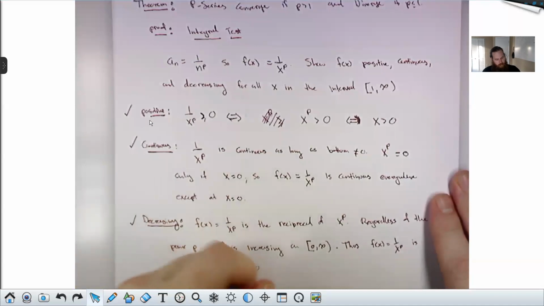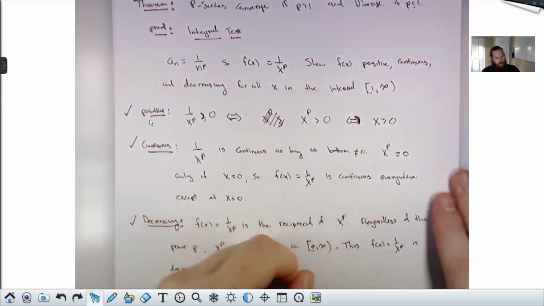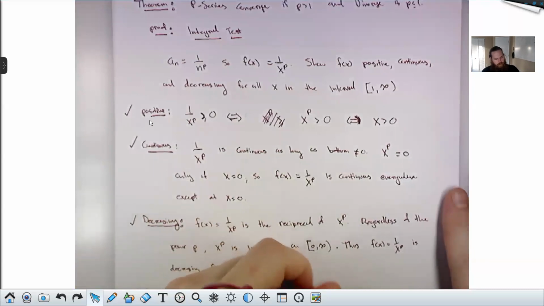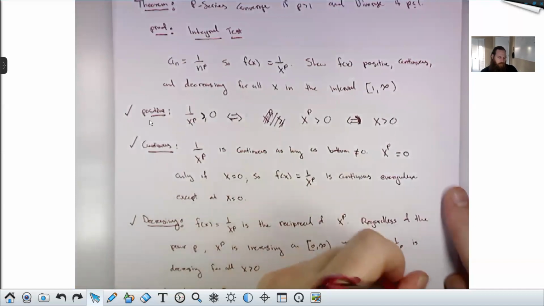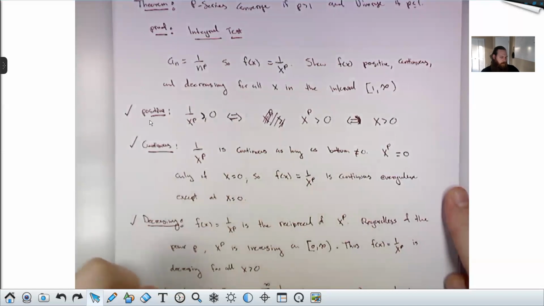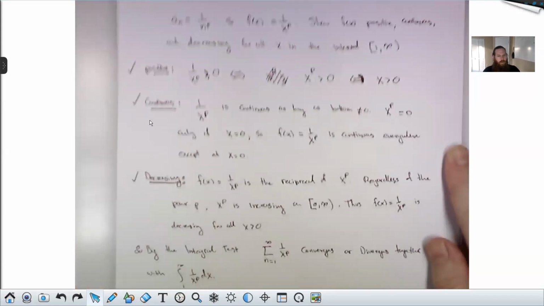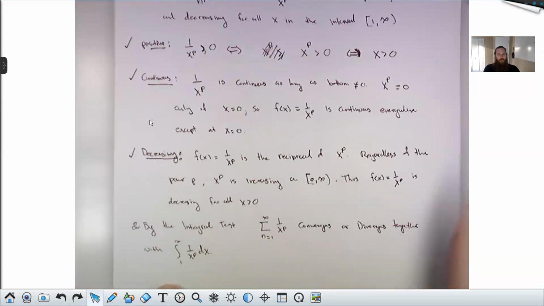the series sigma n from 1 to infinity 1 over x to the p converges or diverges together with the integral 1 to infinity 1 over x to the p dx. And normally at this part of the integral test, you would go on to compute this integral and say, okay, the integral converges, therefore series converges. But this is a special thing.